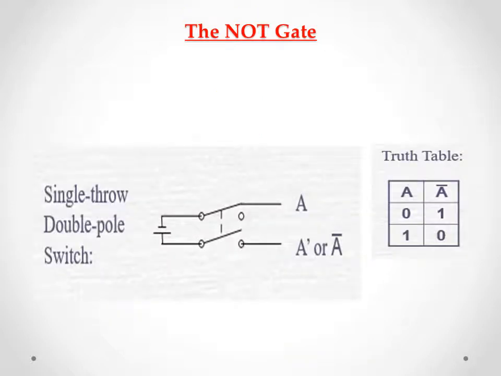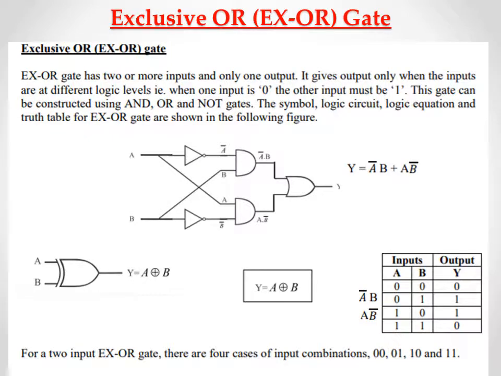The NOT gate is represented as a single throw double pole switch. So whenever the input is A, the output is A bar because it's connected in inverse combination. The truth table: 0 input, 1 output and 1 input, 0 output.